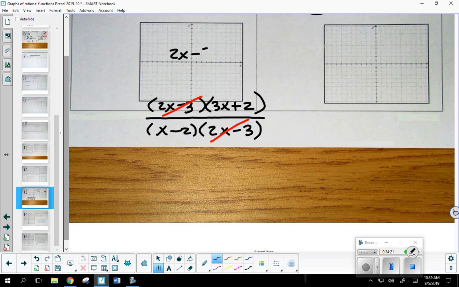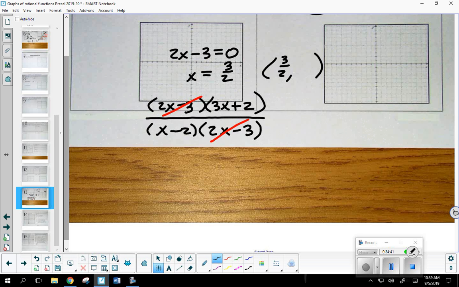So 2x minus 3 is equal to 0. So if I add the 3, divide by 2, what am I looking at? 3/2, right? Now, if you want to keep it 1.5, that's perfectly fine. I'm going to go ahead and stick with the fraction. Now, I know it occurs at 3/2.